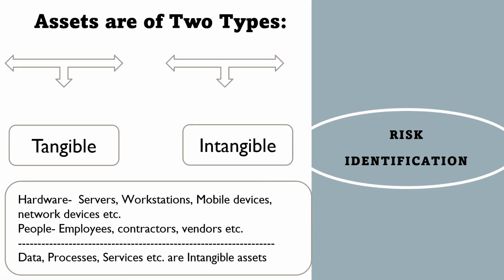Before going further, let's discuss the types of assets. Assets are of two types: tangible and intangible.